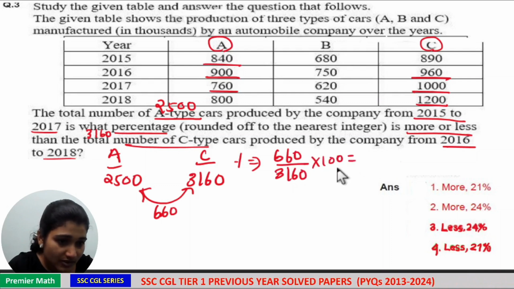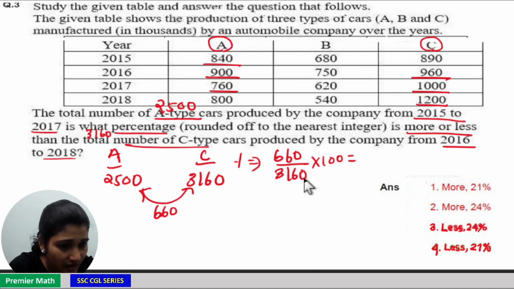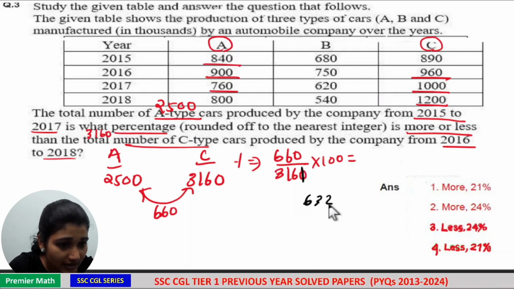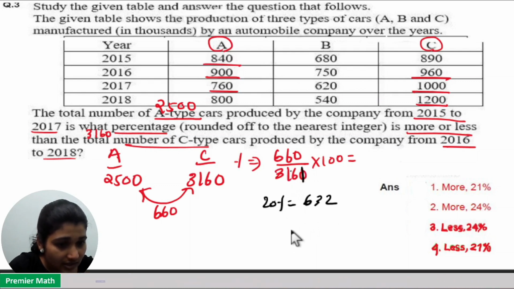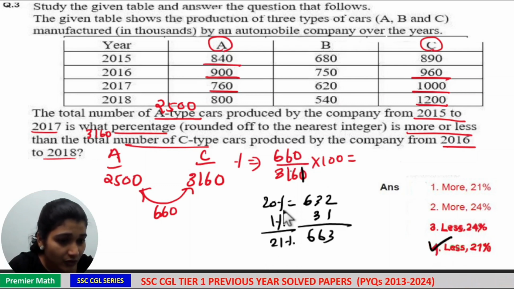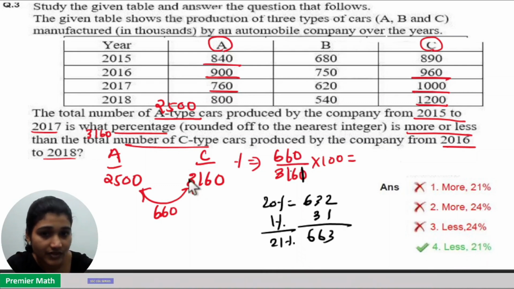So if you convert into percentage, here no need to do the full simplification. Here 10% of 3160 is equal to 316, then 20% is double of it, that is 632. So this is 20%. Now 1% of 316 is about 3. So if you add, this is equal to 663, which means here this 660 is around 21%. So option 4 is your answer. Less than 21.